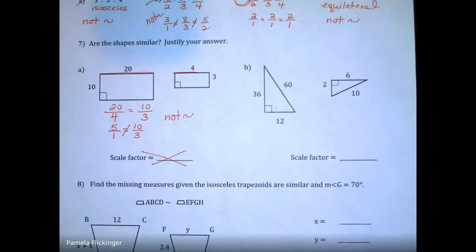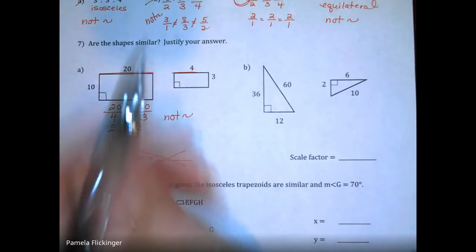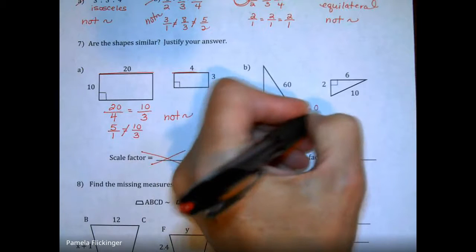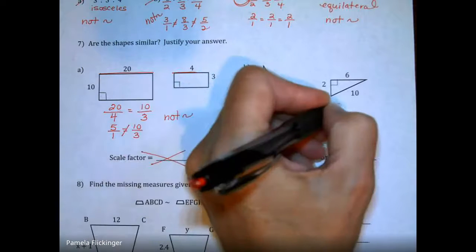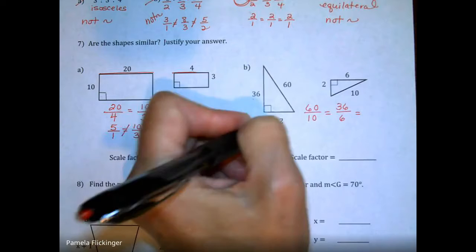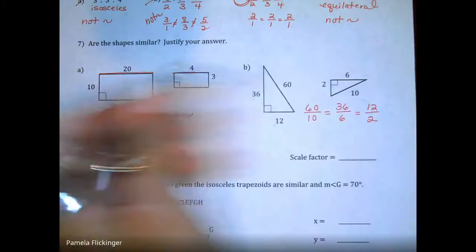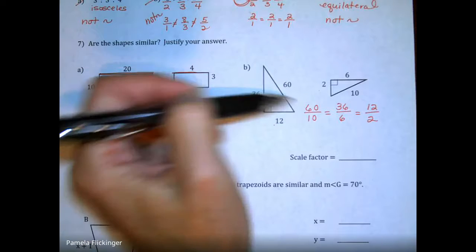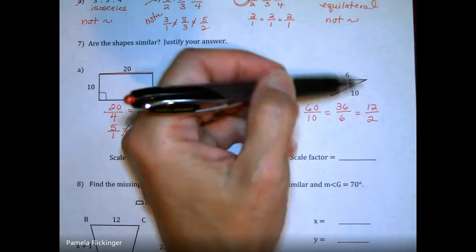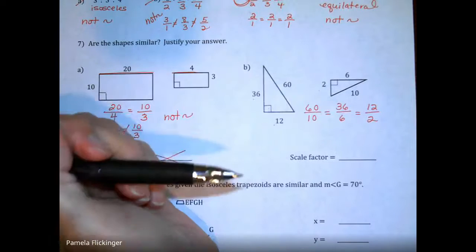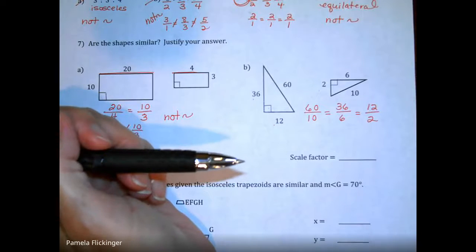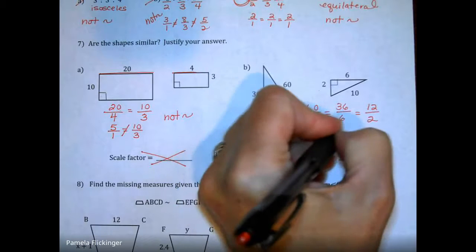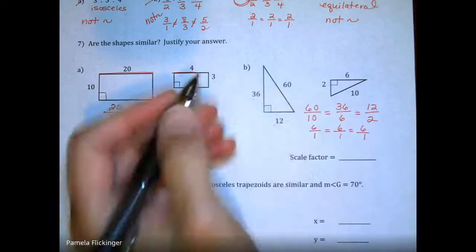Part B, same thing. They didn't give us a similarity statement to know how they match up. Since they're both right triangles, I'm going to go with longest over longest, medium over medium, and shortest over shortest. Make sure you've got all the bigger side lengths from the bigger triangle in the numerator and all the side lengths of the smaller in the denominator. You could flip it over and reverse it. But all of these reduce to 6 over 1, 6 over 1, 6 over 1. So these definitely are similar.